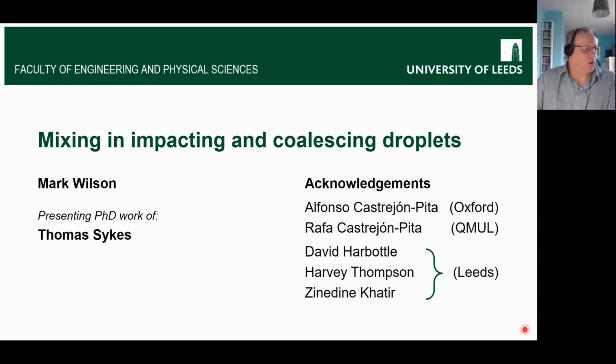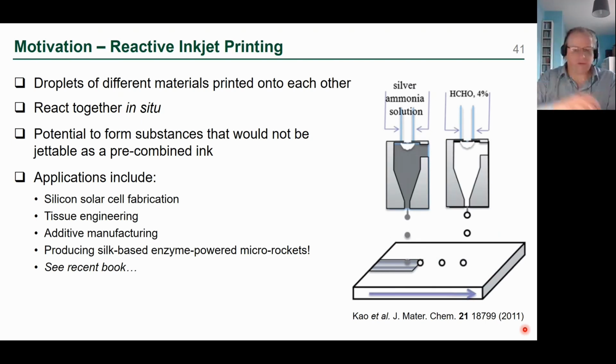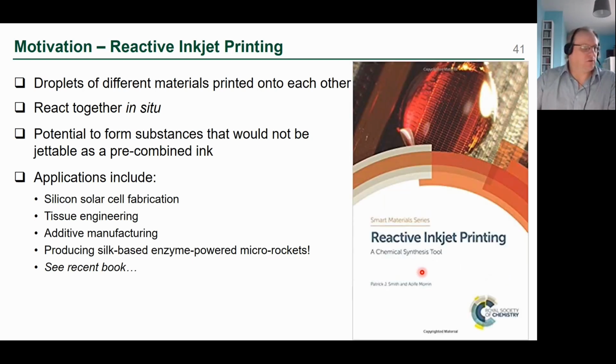So Tom was also looking at inkjet related work, but this was motivated by reactive inkjet printing. Now the limitation of inkjet printing is that you have to be able to jet the liquids through a nozzle, and that can limit the type of material that you can produce. So the idea of reactive inkjet printing is that you can print two or more reagents which are jettable, which then react on the solid surface to create something else which wouldn't be jettable on its own. And there's all sorts of applications of this, but that's the motivation for that.